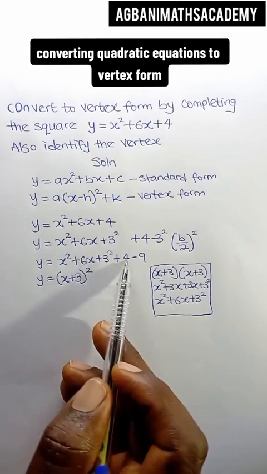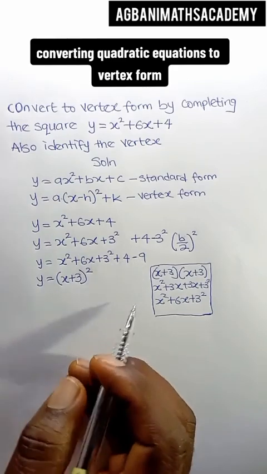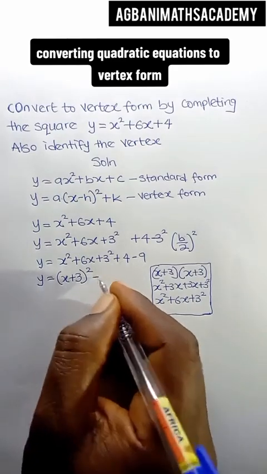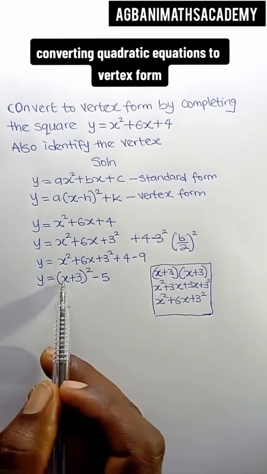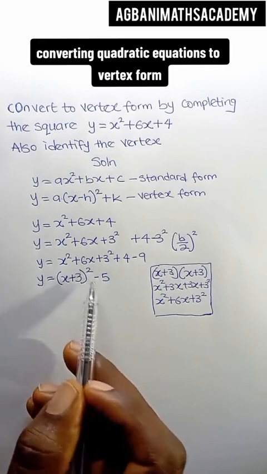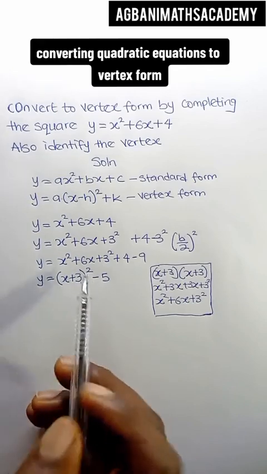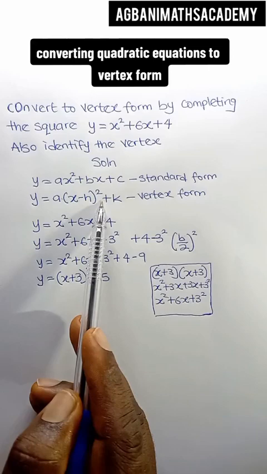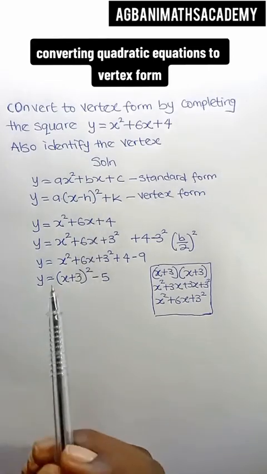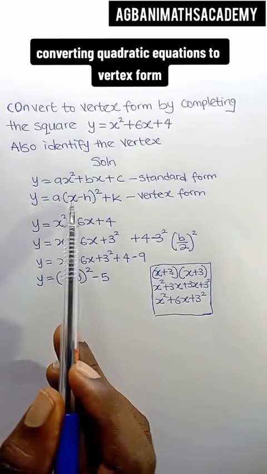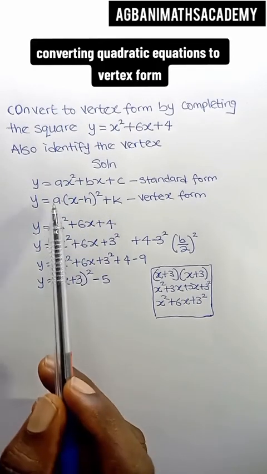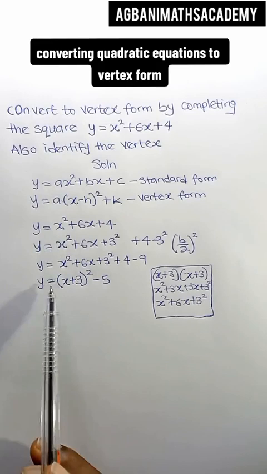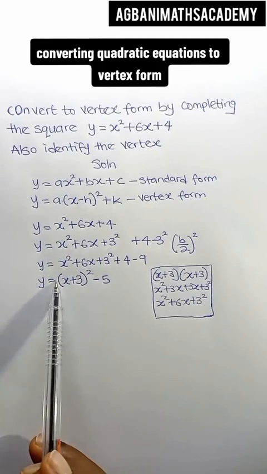Next is plus 4 minus 9. Plus 4 minus 9 is going to give us minus 5. Okay, so we now have y is equal to x plus 3 square minus 5. Now let's compare it to this value in vertex form. Remember, in vertex form we have a into x minus h square plus k. Let's compare them. Here we have a. Here there is an invisible 1 here, so our a is 1.